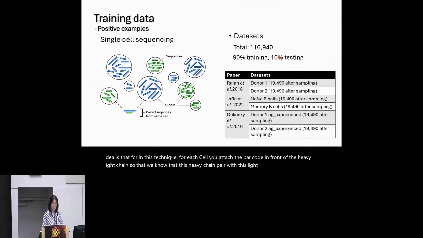In the end, we collected 6 published datasets from 3 different papers. And then we sampled an equal amount of antibodies from each dataset to form our training dataset. And then we use 90% for training and 10% for testing. So these are positive examples in our training dataset, but how about the negative ones? Because the model needs to also learn the features of the unpaired heavy and light chains.